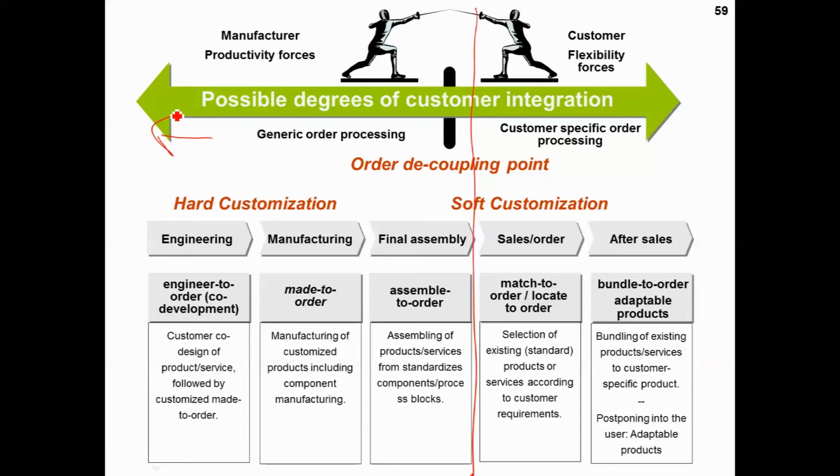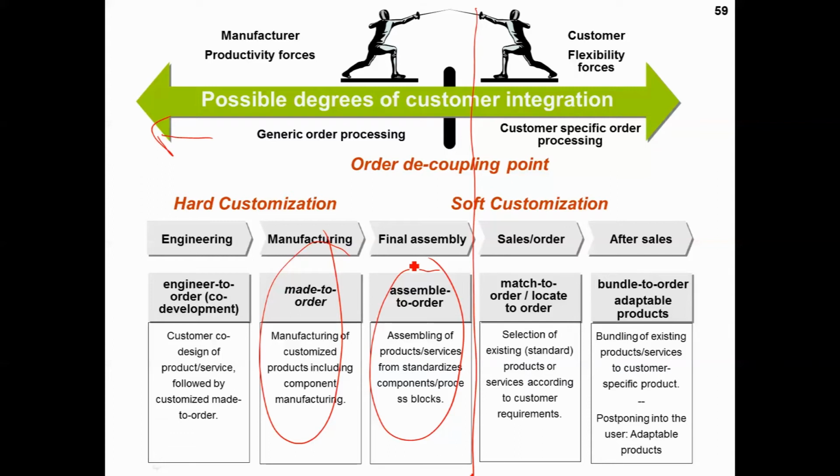In an engineer-to-order system, the solution space is defined or extended for a specific customer. Often we do mass customization with a made-to-order system. All the components are predefined, but only if an order comes in is it produced. The automotive industry is using an assemble-to-order system, as is the PC or laptop industry.